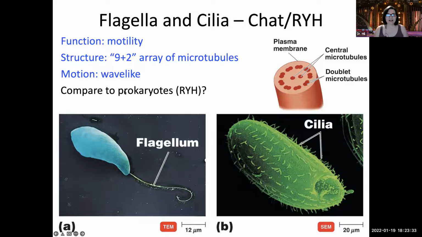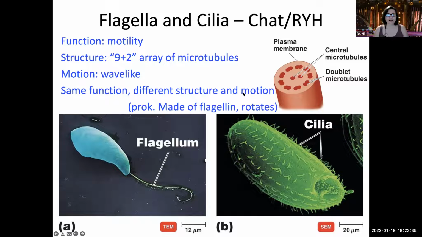Yeah, exactly. So prokaryotic flagella and eukaryotic flagella share function. They're both for motility, but they're structurally different. For example, just at the simplest level, the prokaryotic flagellum is much, much smaller. They're made of different protein, right? Microtubules in eukaryotes, flagellin in prokaryotes, and their way they move is different.